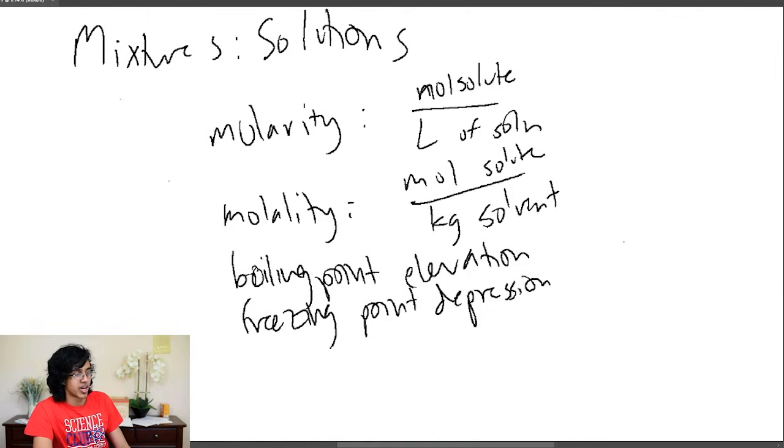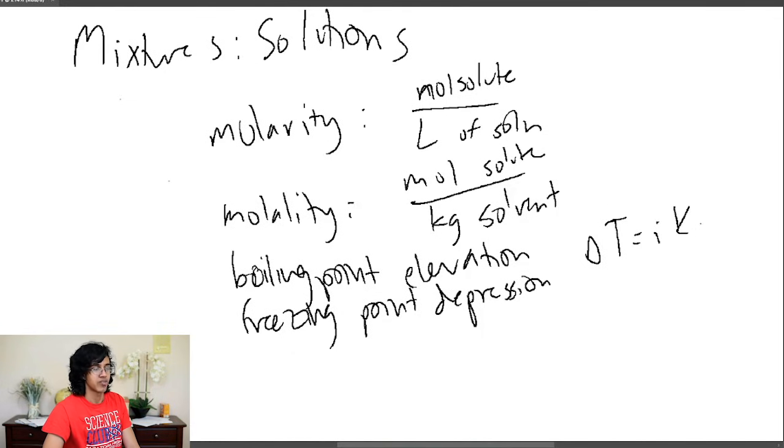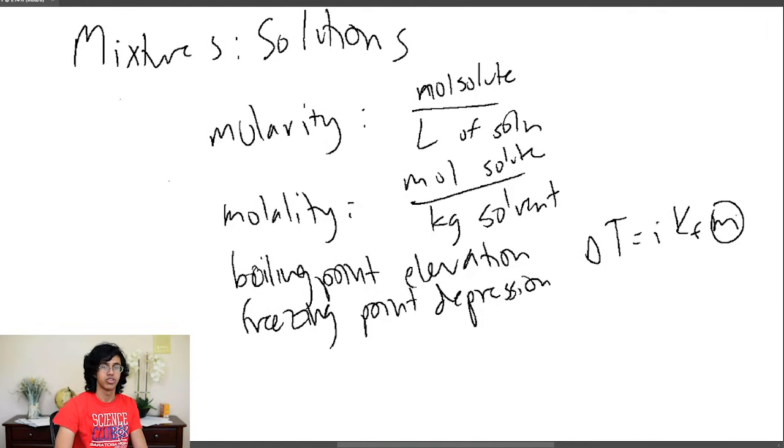And basically the way you calculate it is delta T, so whatever change it is, if it's boiling point it's elevated, if it's freezing point it's depressed. So it's basically delta T = i K m, where m is your molality, K is just the constant they give you, and i is the number of particles your solute splits into. So like NaCl is 2, MgSO4 is 2, what's another example? MgCl2 splits into 3 things, so i would be 3.